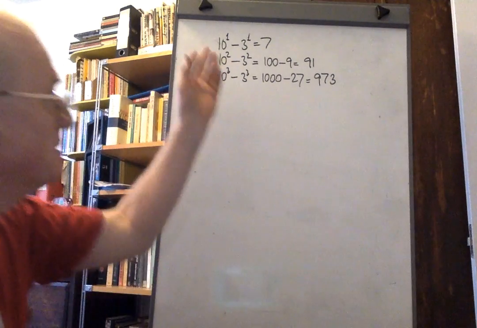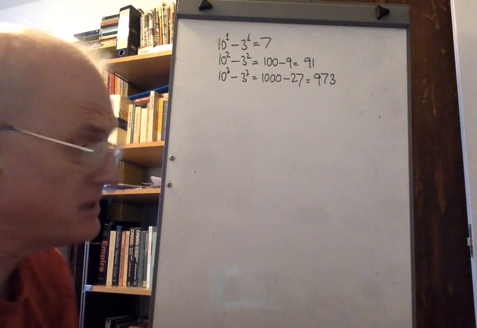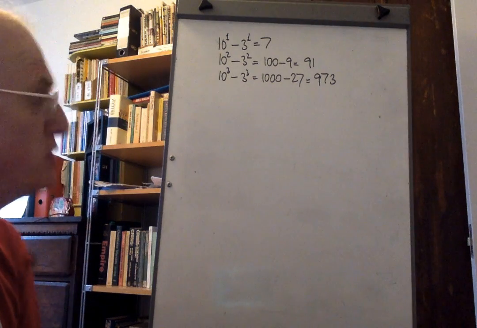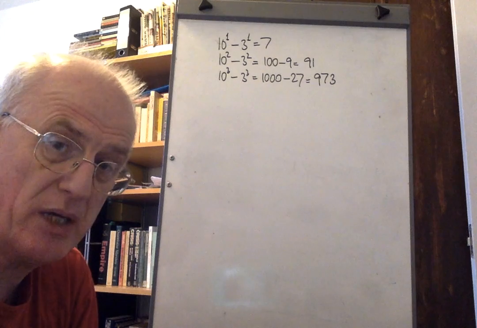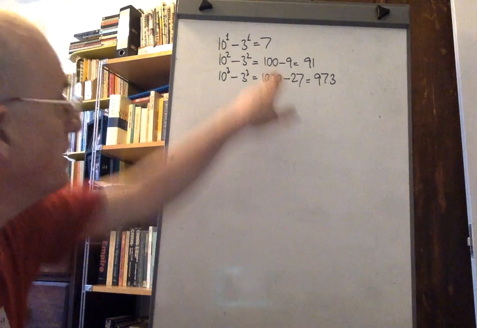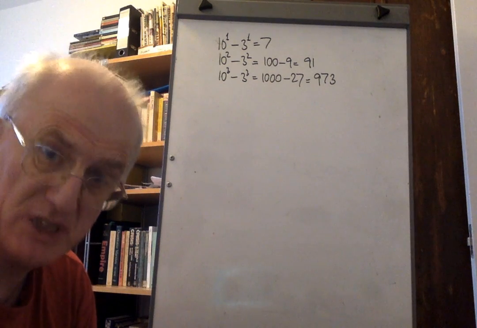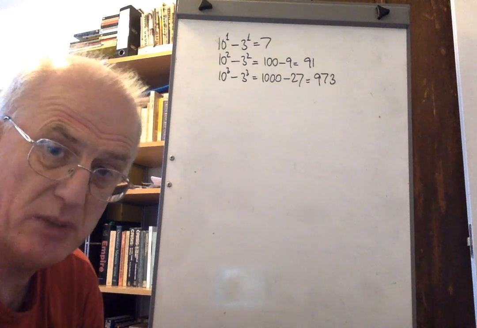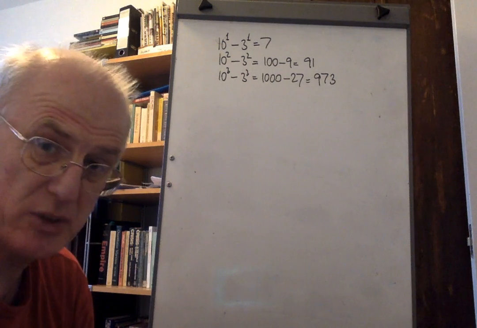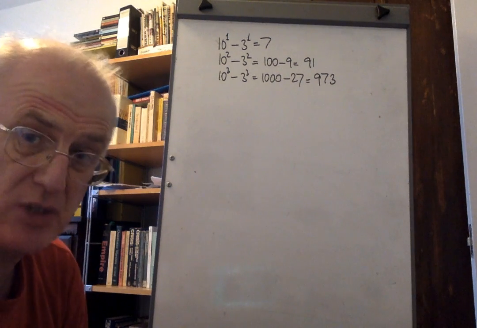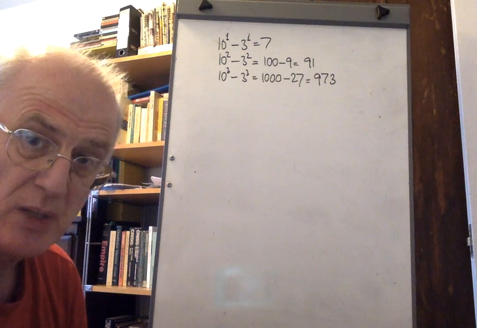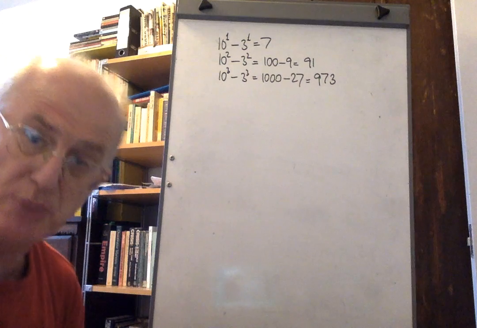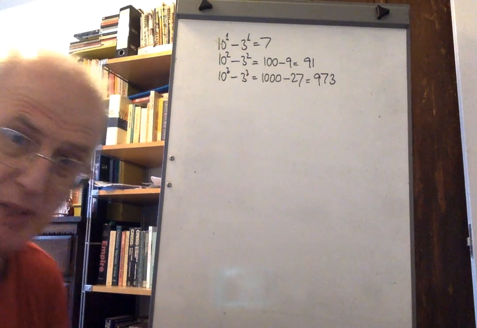If you take 10 to the 1 minus 3 to the 1, it's 7, which is obviously divisible by 7. If you take 10 to the 2 minus 3 to the 2, 10 squared minus 3 squared, it's 100 minus 9, which is 91, which is divisible by 7. If you take 10 cubed minus 3 cubed, it's 1000 minus 27, which is 973, and that's divisible by 7 too. Maybe it's a general rule. So you can try to prove it's a general rule by proof by induction.